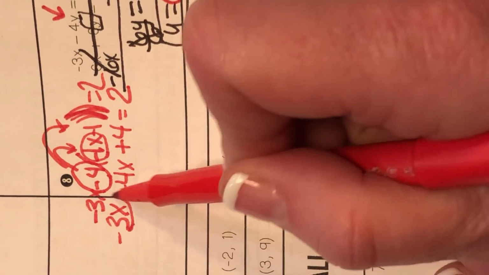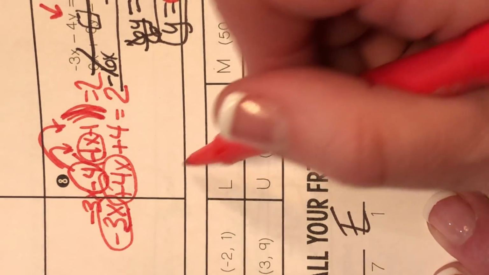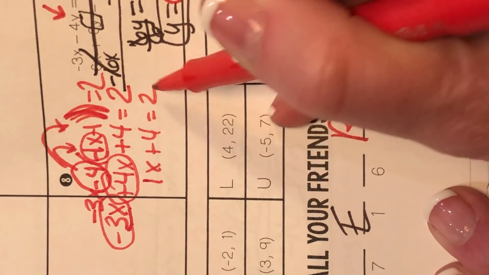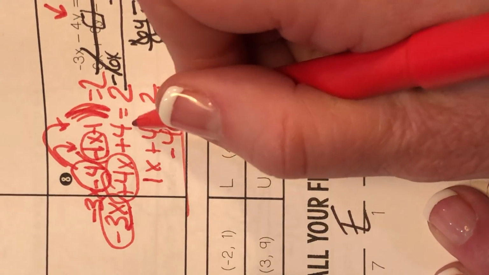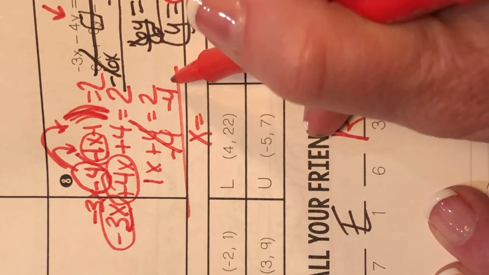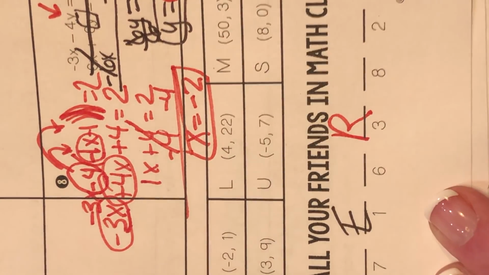So the next thing we have to do is combine like terms. We have negative 3x and positive 4x. That's just 1x plus 4 equals 2. Easy, just subtract 4 from both sides. 1x just means x. 4 minus 4 is 0, so we just have x equals 2 minus 4, which is negative 2. So I now have my x value.